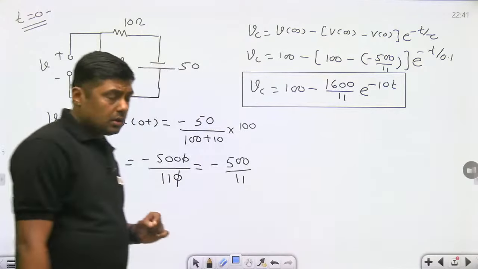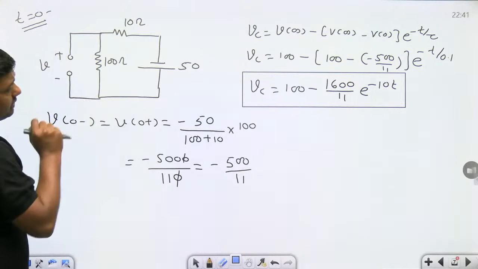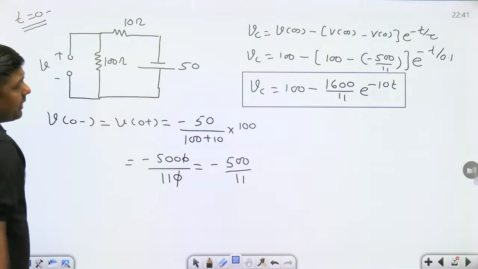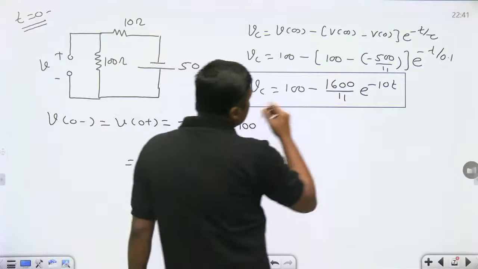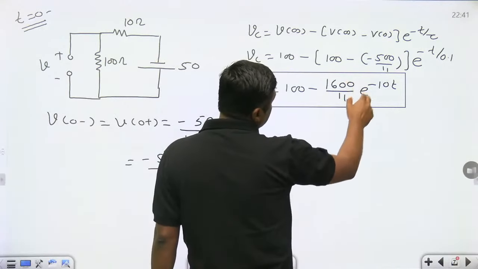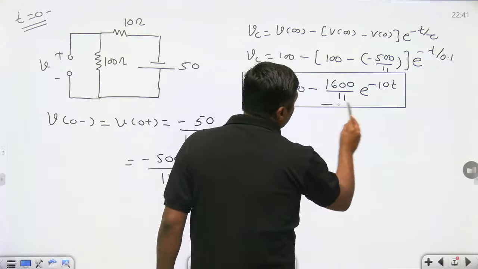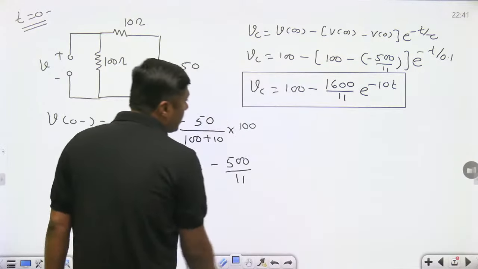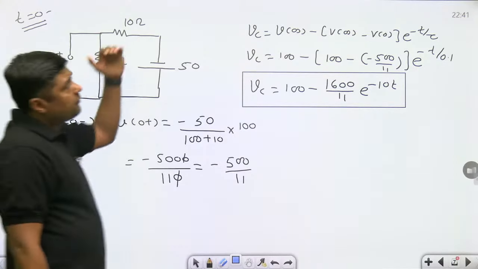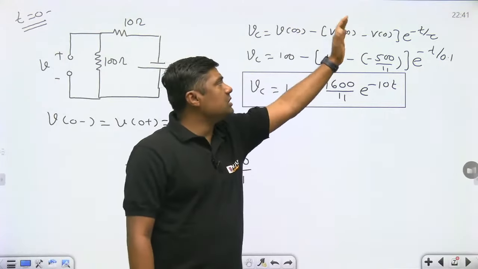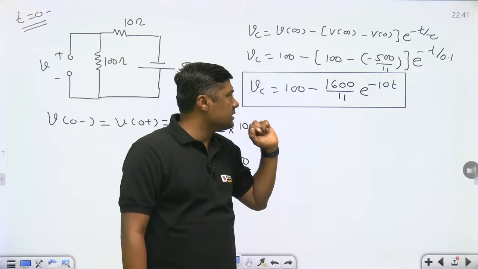So that is 100 minus 1600 divided by 11 e raised to power minus 10t. Finally, try to understand, this part will become 0. So what is the formula? V final minus V initial e raised to power minus t by tau, and that's why you are getting this answer.